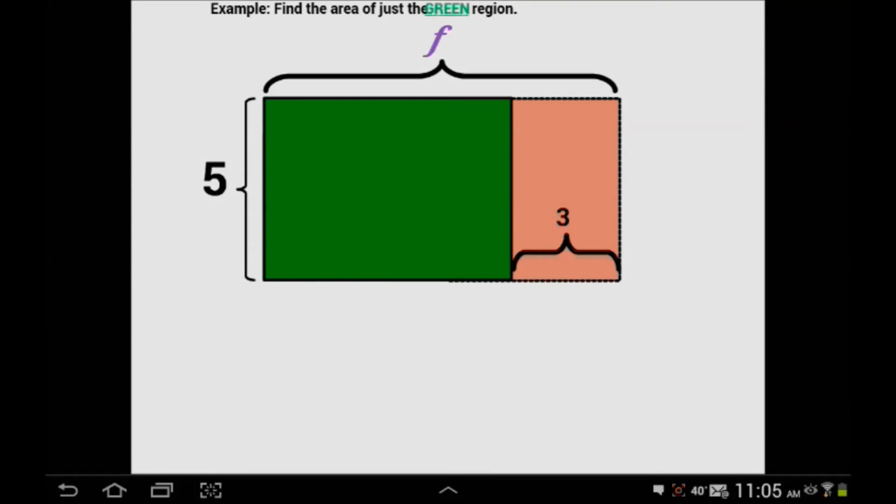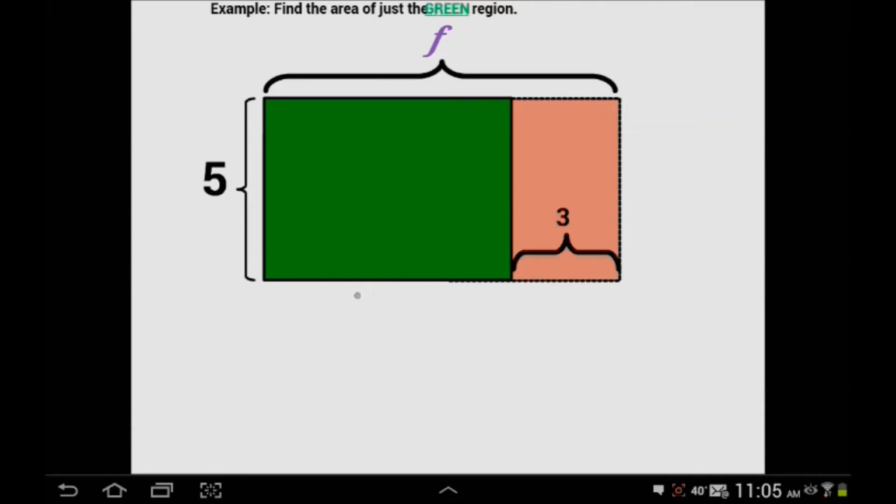Okay, in this model, what we have is we have to find the area of just the green region. Okay, we know that the length of this entire rectangular model is f. It's f inches, it's f feet, it's f units long. We don't know what it is, so we're going to use f. We do know, however, that this region is 3. So if we need to figure out this part, which we do, because in order to find area, we need to do length times width. So we need to know what this is, but we can't call that f. We know f is equal to the entire thing.